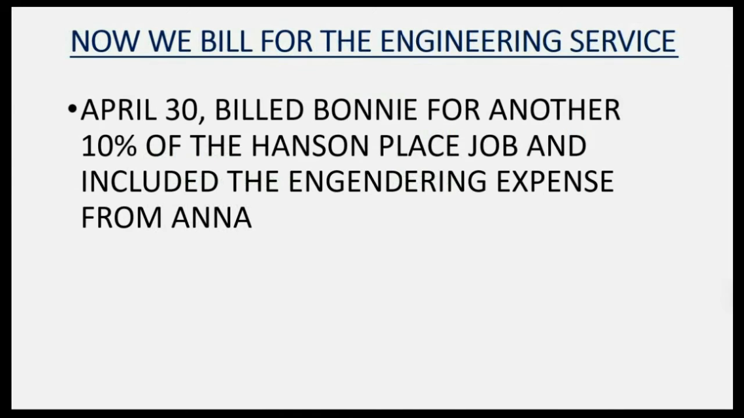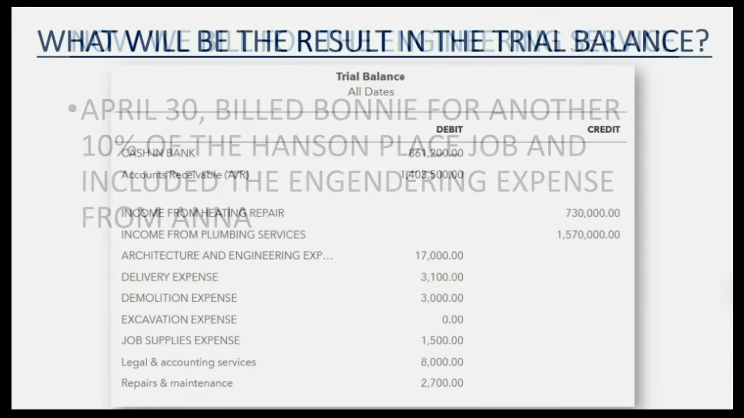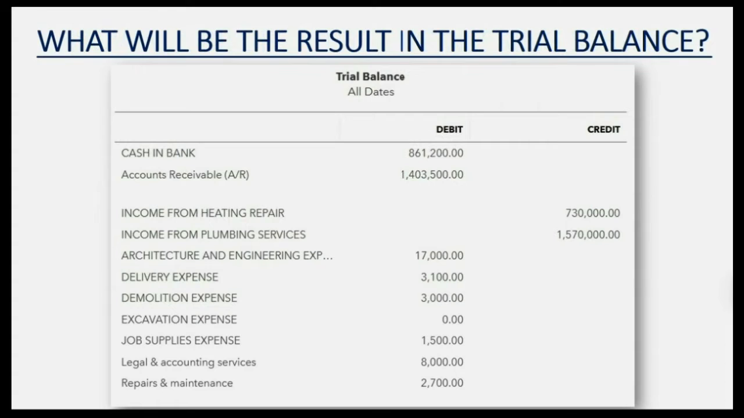Let's imagine on April 30th, we billed Bonnie for another 10% of Hanson Place job and included the engineering expense from Anna. So what will be the result in the trial balance after recording this next job invoice? Well, this is the first time that we're treating a reimbursable expense as income. So billable expense income, which is the default account in QuickBooks Online for income for billable expenses, is going to show up in the trial balance for the first time as $17,000.